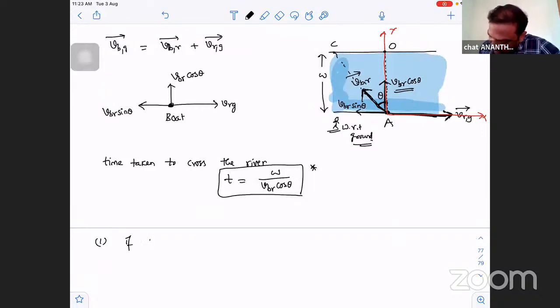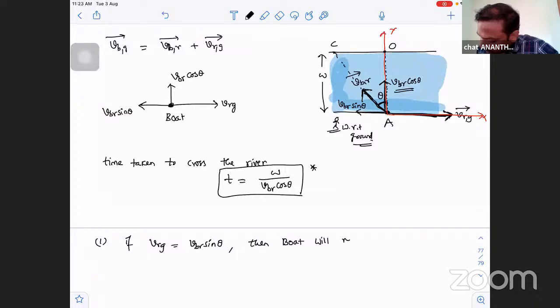The first one is: if VRG is equal to VBR sin theta, then the boat will reach the opposite point O. The boat actually reaches O when VRG is equal to VBR sin theta.